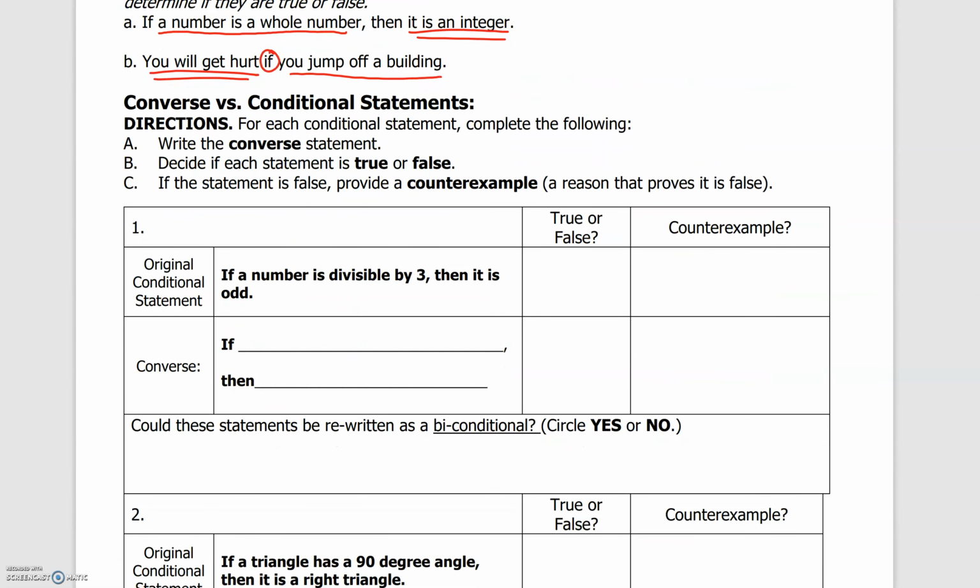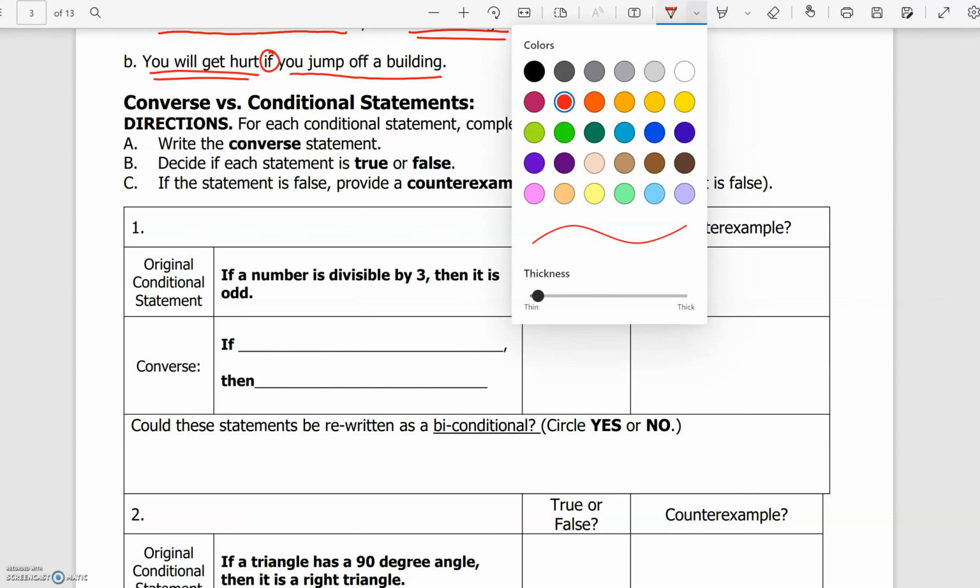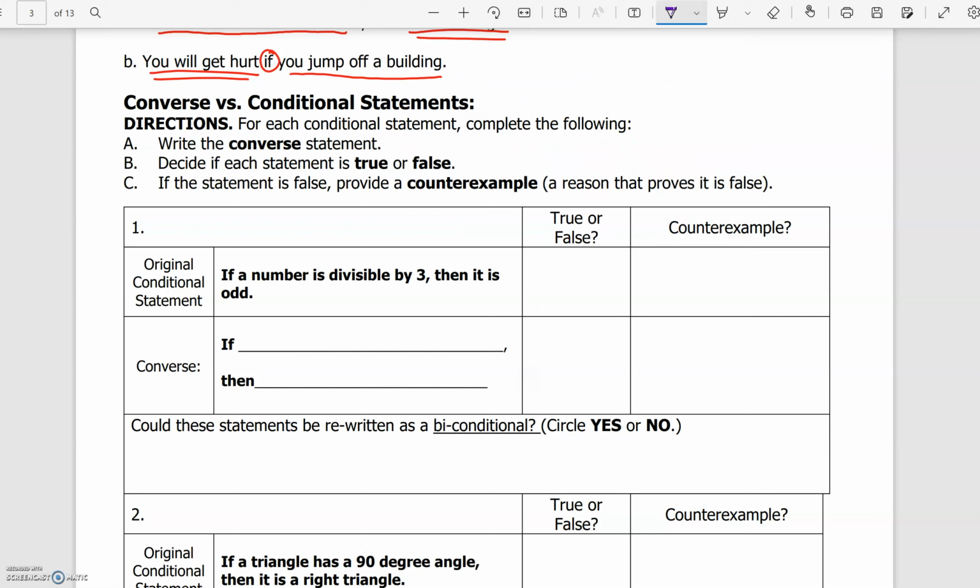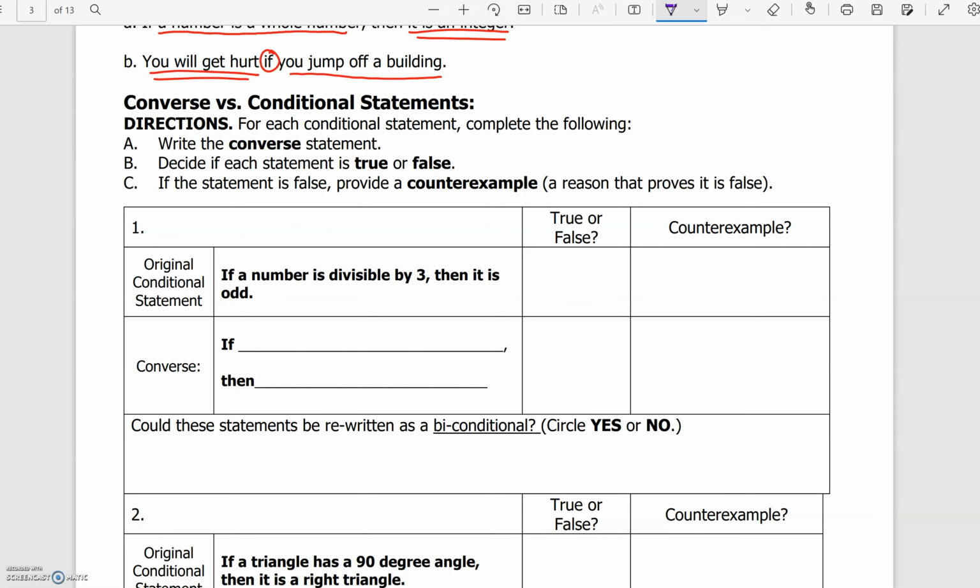So we're going to next write what's called the converse. And the converse just switches the hypothesis and the conclusion. So it has the conclusion come after the if, and then after the then is the hypothesis. That's called the converse. So here's our original conditional statement. If a number is divisible by 3, then it is odd.